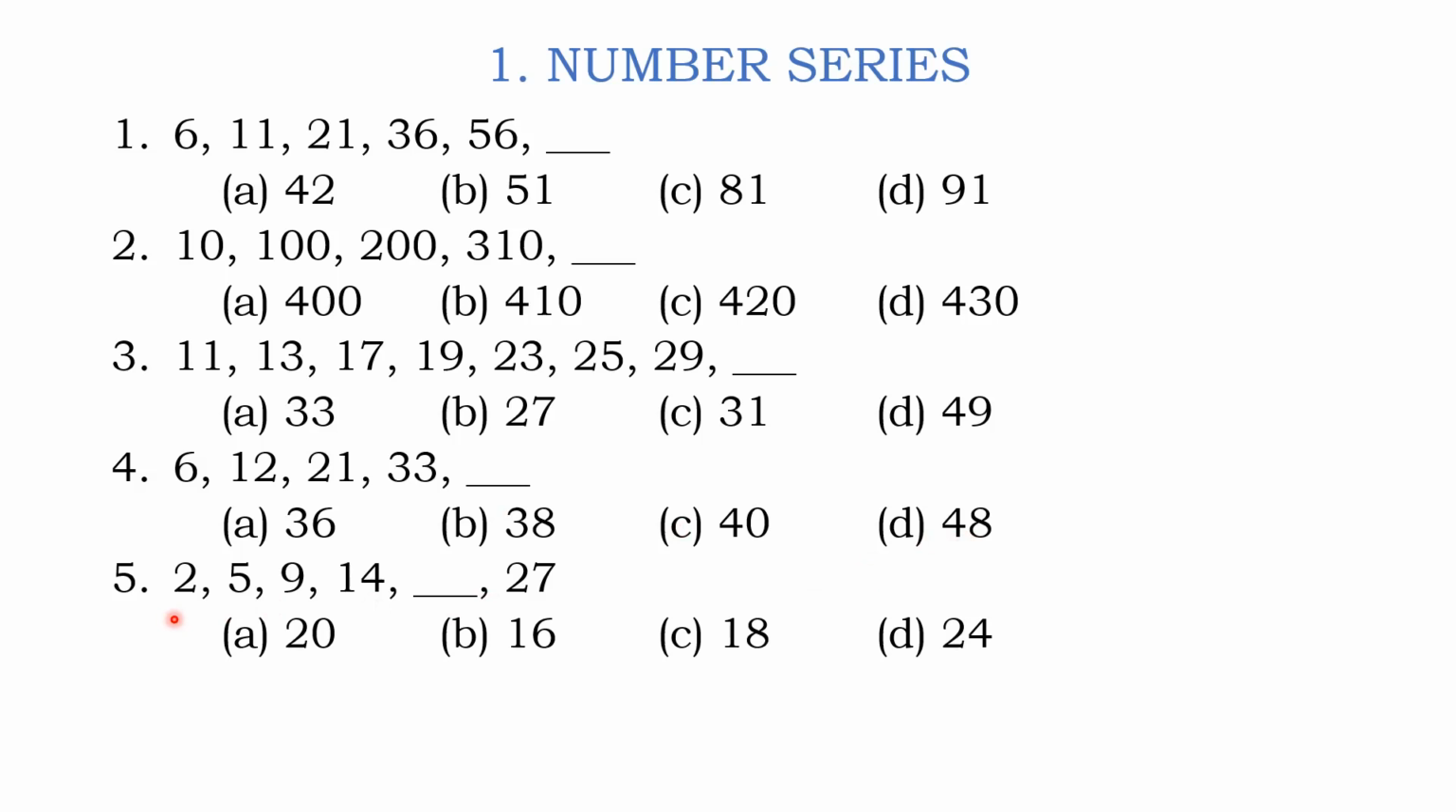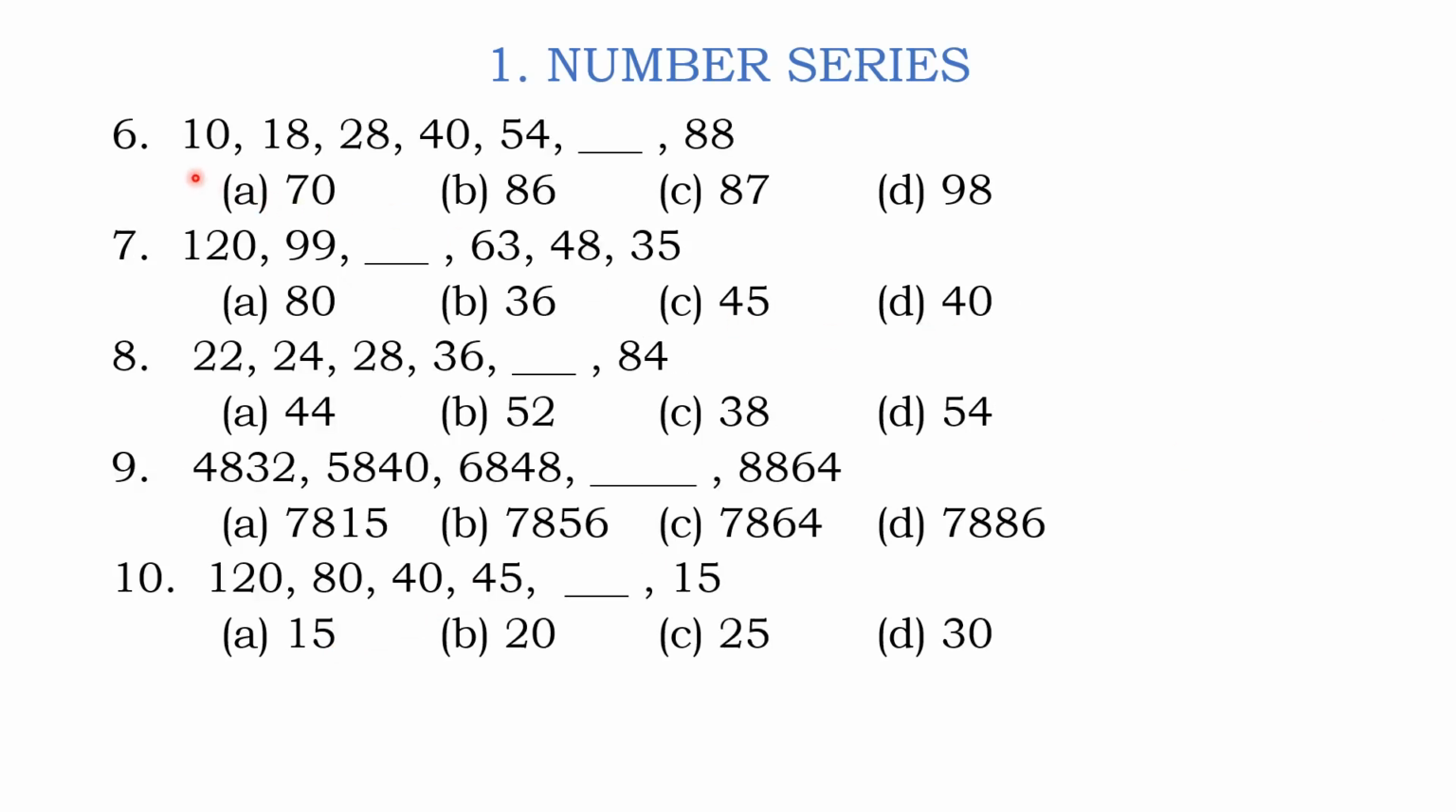And in the next problem we have 2, 5, 9, 14, blank and 27. Here we have the difference between the successive terms like this. The difference between 2 and 5 is 3, 5 and 9 differ by 4, 9 and 14 differ by 5. So the next difference should be 6. 14 plus 6 is 20, 20 plus 7 is 27.